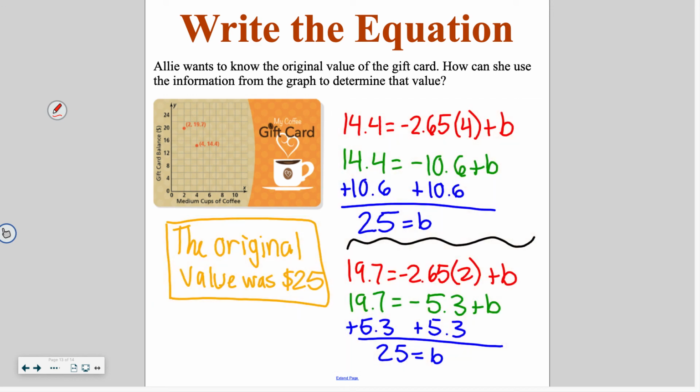Once you solve this using either of the 2 points, you're going to find that b is 25, so the original value of the gift card was $25.